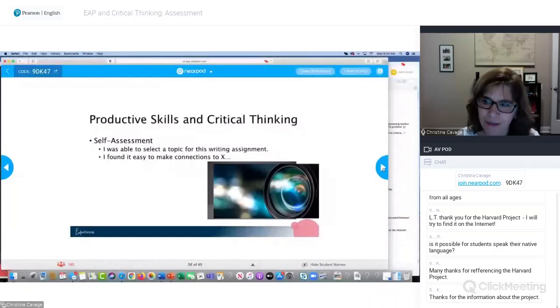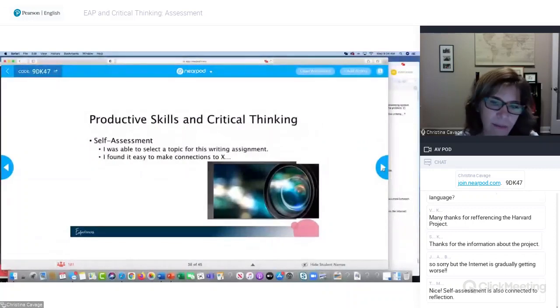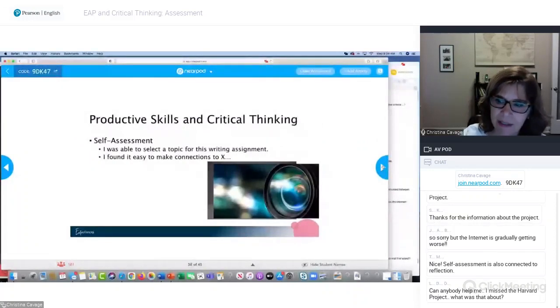Self-assessment, I don't think, gets enough credit when we think about our language classes. When students self-assess, they're naturally thinking critically, okay? Self-assessment could be as easy as, "I was able to select a topic for this writing assignment," or "I had trouble selecting a topic for this writing assignment," or "I found it easy to make a connection between X and Y." Now, these self-assessments are not related to their grade, but they're definitely related to their critical thinking, and it can give you insight into where they're struggling with it. So when it comes to those productive skills, self-assessment is also very critical.